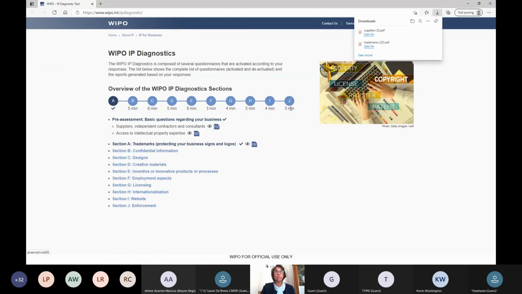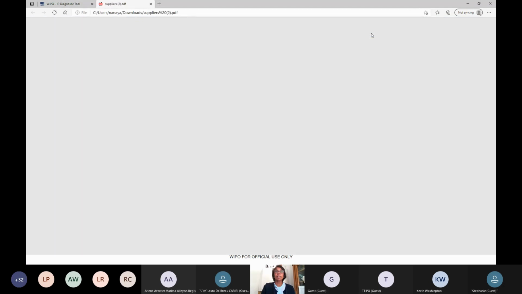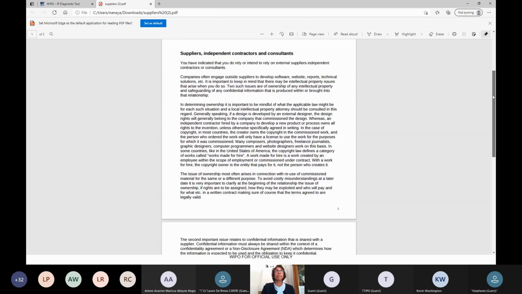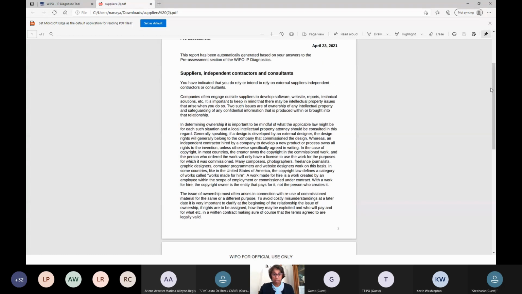So with respect to suppliers and independent contractors, there's a little report of 2 pages, one page basically, that talks about if you're engaging with suppliers to develop software, to develop a website, to create some kind of technical solutions, etc. There are important issues about confidentiality and of ownership. And these are some things that you need to keep in mind. So this little report explains that issue to you and tells you that if you do have suppliers and are dealing with them, then be aware of the IP issues that you could come into contact with.